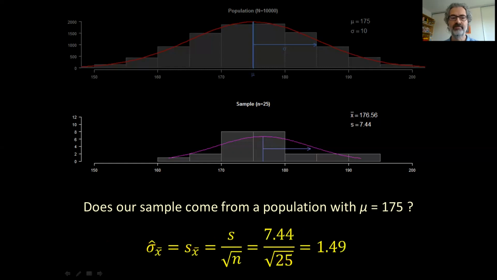What we do have is our estimate for the standard error, which is the standard error of the mean from our sample, equal to the standard deviation of our sample divided by the square root of our sample size, and that's 1.49. This is our estimate for the standard error of the mean based on our sample, and it is affected by the fact that our estimate for the standard deviation may be a bit off from the actual standard deviation of the population. But anyway, these are the only numbers we have.